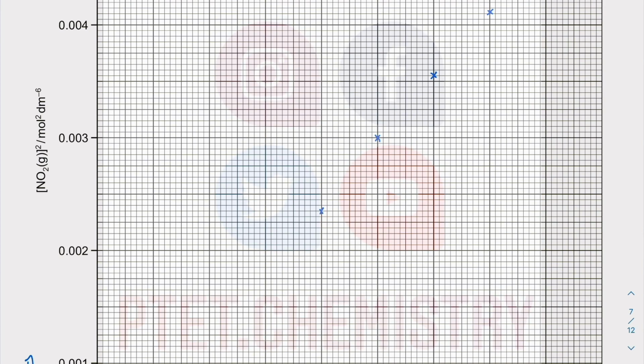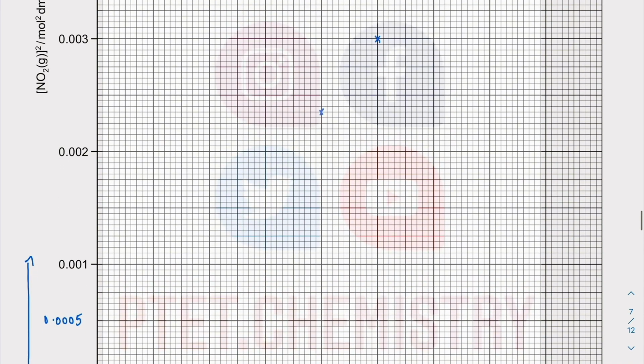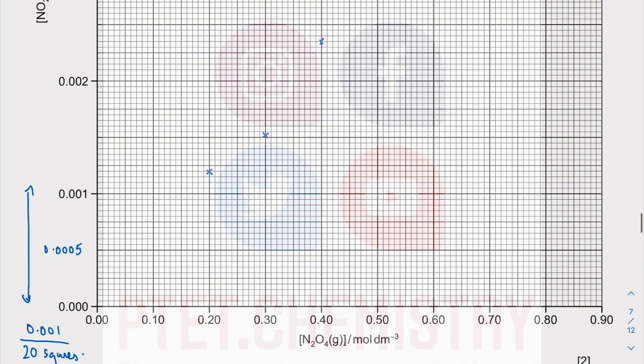0.3 and 152. There's 15. 152 is close to 15. 0.2 and 118. 1, 2. 118 is close to 12. 0.1 and, oh, this is a really small one. 0.1 and 59. 59 is close to 60, so it's there.